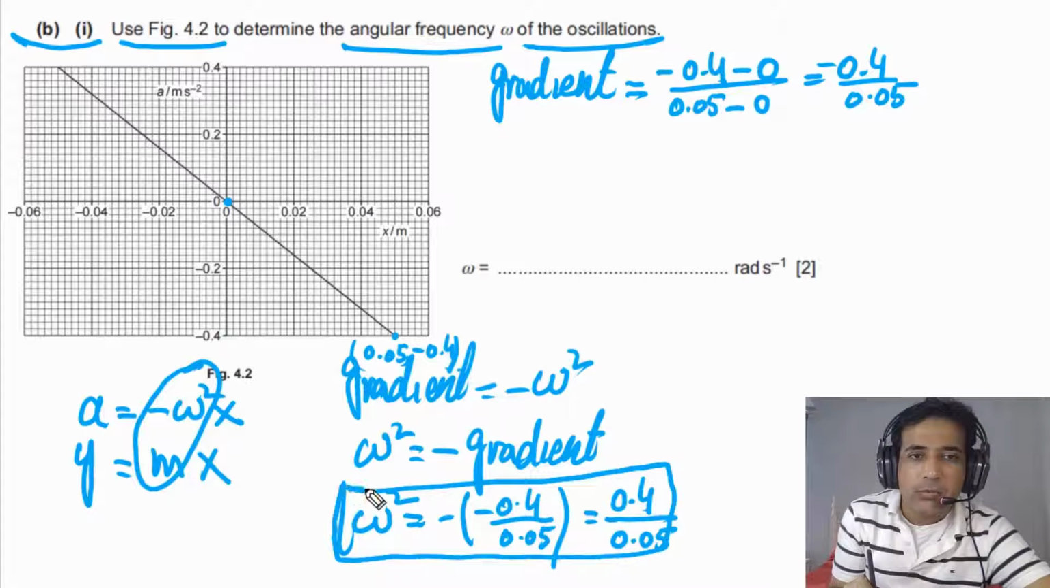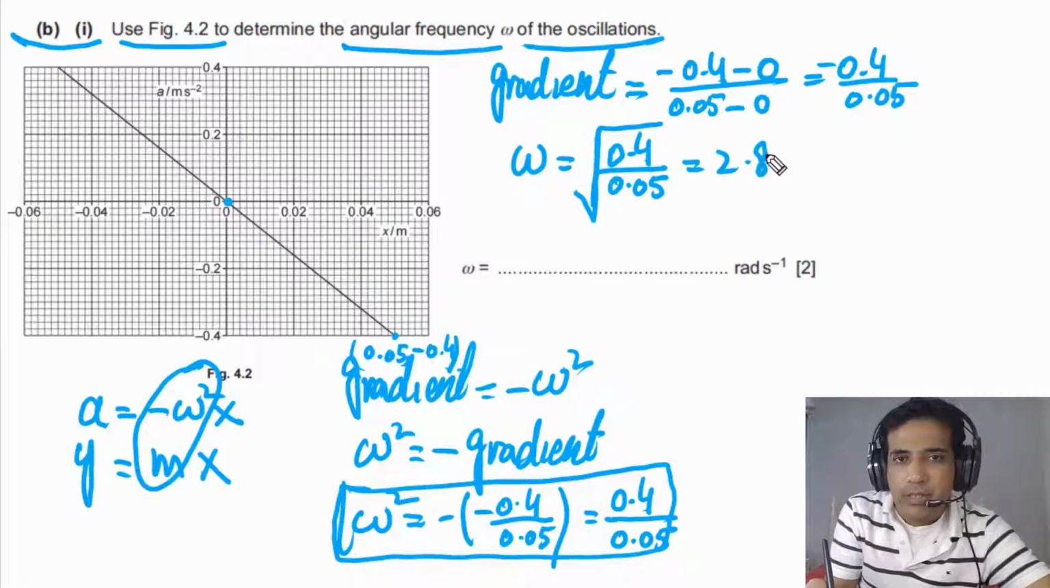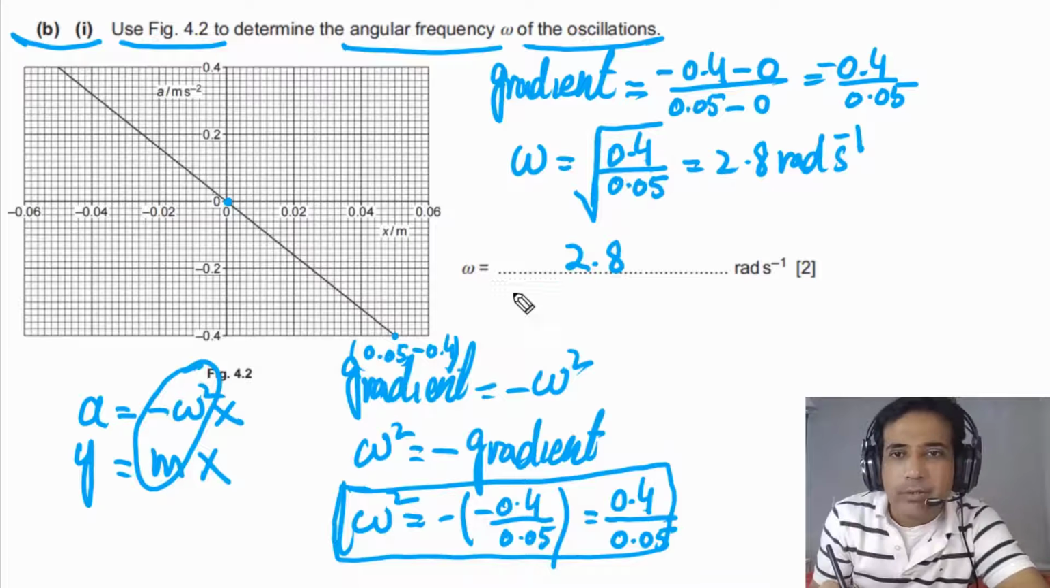But we need to calculate omega. So we can write down here omega. This one will be equal to 0.4 divided by 0.05. If we take square root on both sides, so we will get omega. So omega in this case will be equal to 2.8 radians per second up to 2 SF. So the answer for this question is 2.8 radians per second. This question has 2 marks.